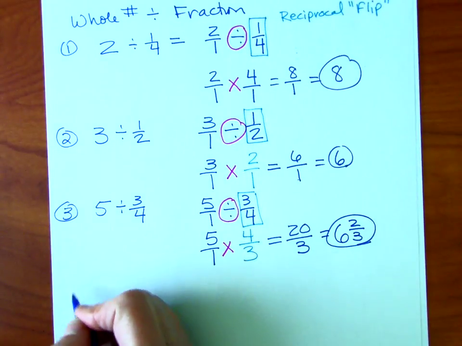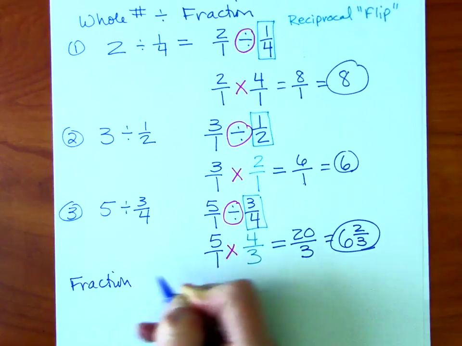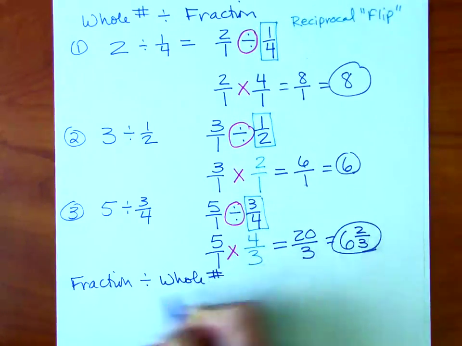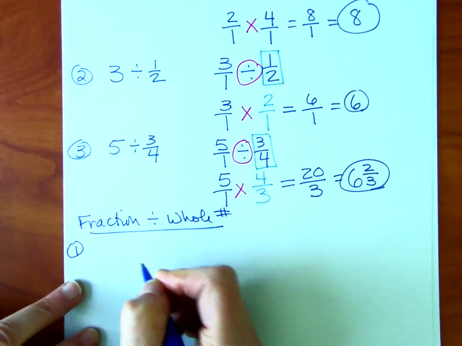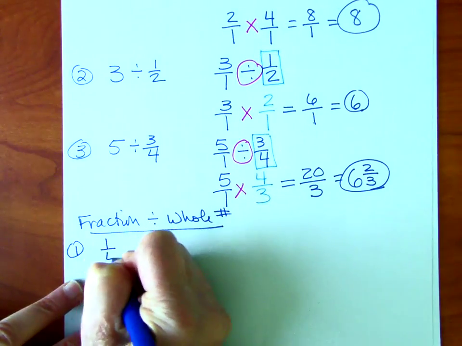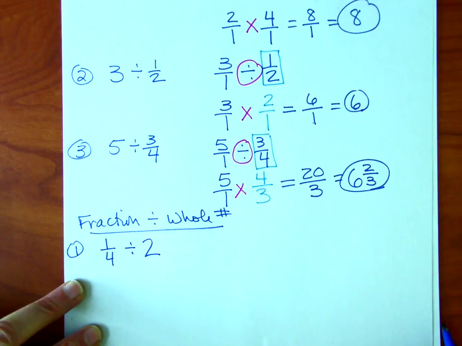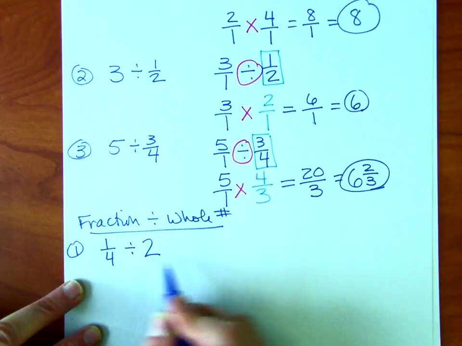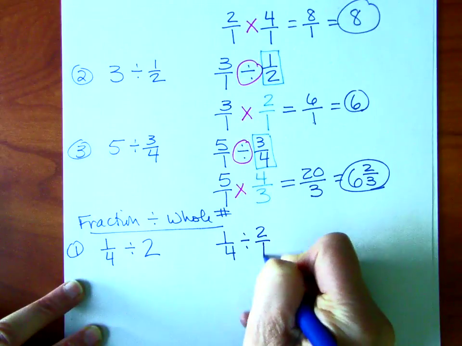Okay, now the next set of problems is when we have the fraction first, and we're going to divide that by a whole number. Okay, now our first example is going to be 1/4 divided by 2. So I'm going to go ahead and rewrite it, and instead I'm going to put a 1 underneath this 2 to make this a fraction. So here we have 1/4 divided by 2/1.